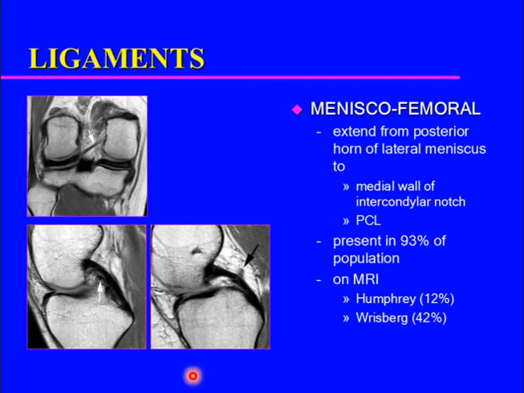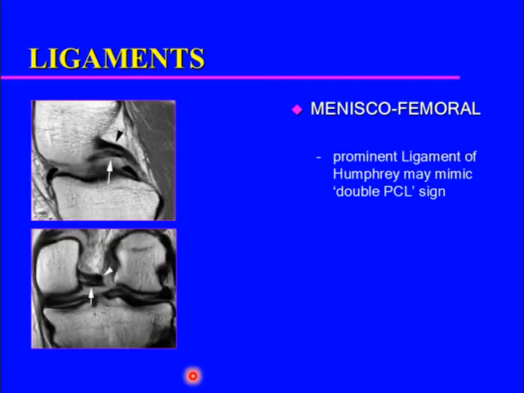There is also the meniscofemoral ligament that can be prominent, called the prominent ligament of Humphrey, which may mimic the double PCL sign. This one, you can see, looks like a double PCL sign, which indicates a bucket handle tear. But keep in mind, it can be a prominent meniscofemoral ligament. You can see it on the coronal and on the sagittal images. Okay? It's not a double PCL sign.